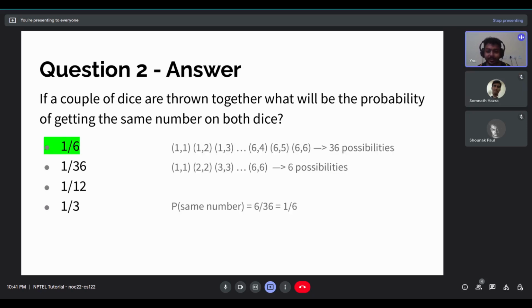We'll still look at the procedure for it. If we consider all the possibilities of the dice, we have 1 1, 1 2, 1 3, and so on up to 6 4, 6 5, 6 6. So we have 6 numbers, and so we'll have 6 into 6 possibilities, so 36 possibilities total. If you want to calculate the probability of getting the same number, we have 6 such possibilities: 1 1, 2 2, 3 3, 4 4, 5 5 and 6 6. So the probability of the same number is 6 by 36, so it is 1 by 6. So yes, 1 by 6 is the correct answer.